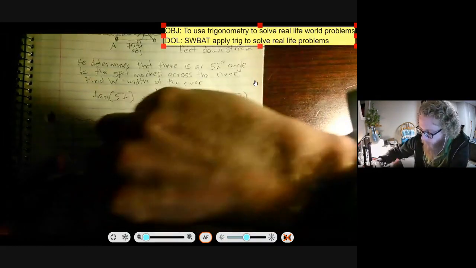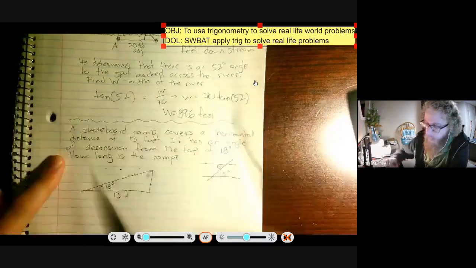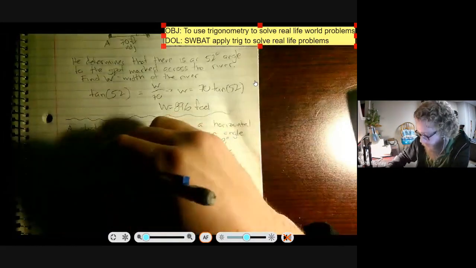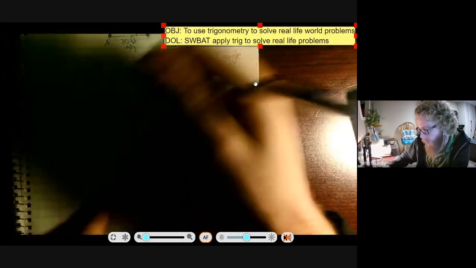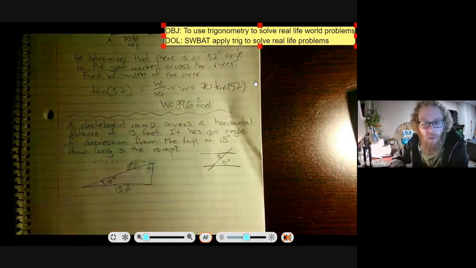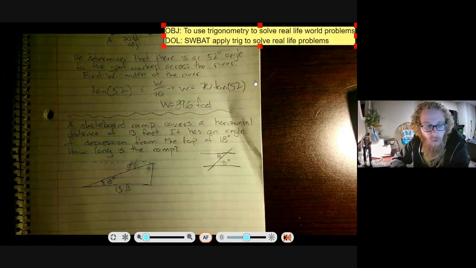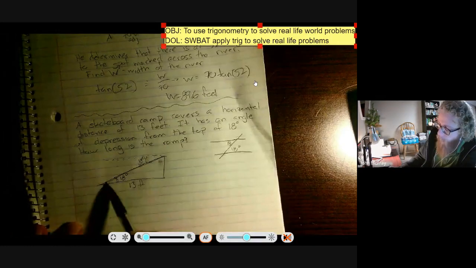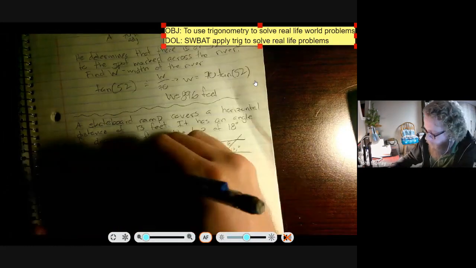So I can get rid of this part now because now I have everything inside my triangle. But I'm going to keep it there just so we have reference to the original 18 degrees of depression. Now they are asking us, how long is the ramp? I want to know the actual length of the ramp here.